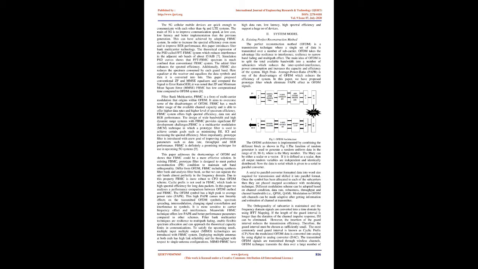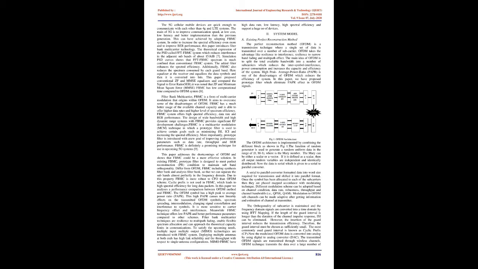FBMC is a multicarrier modulation, MCM, technique in which a prototype filter is used to achieve certain goals such as minimizing ISI, ICI, and increasing the spectral efficiency. More importantly, the prototype filter is introduced with a new goal of improving performance parameters such as data rate and throughput. FBMC is definitely a promising technique for use in upcoming 5G systems [9]. This paper addresses the shortcomings of OFDM and shows that FBMC could be a more effective solution.